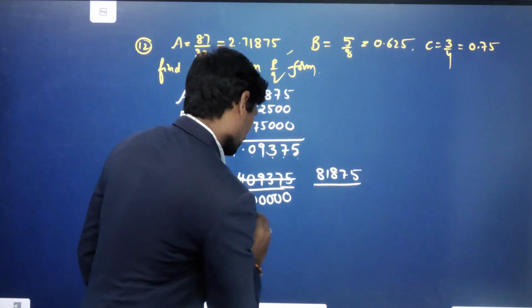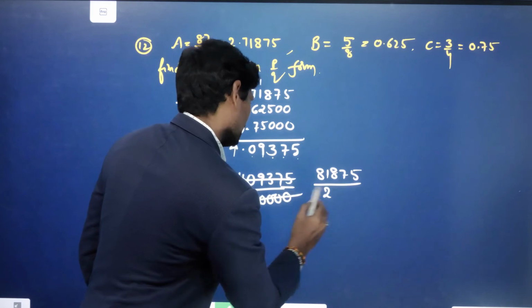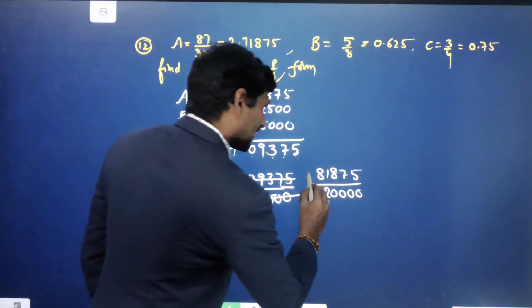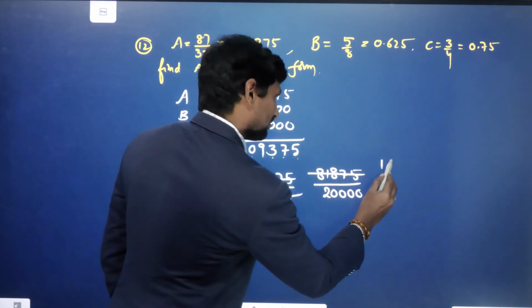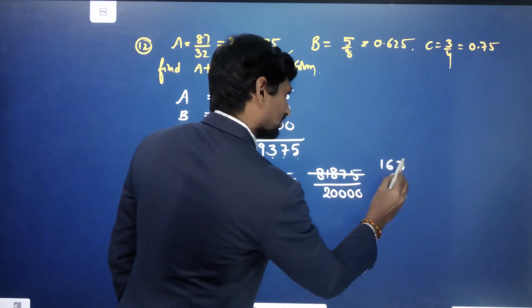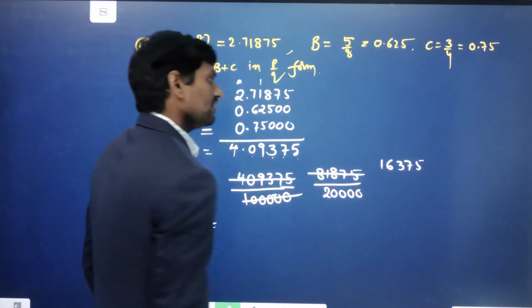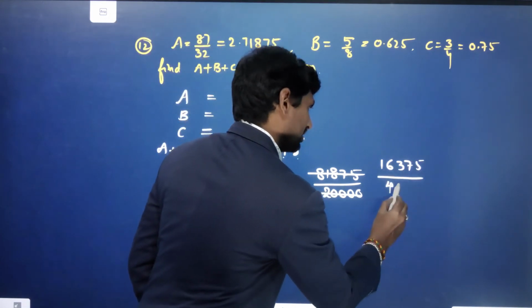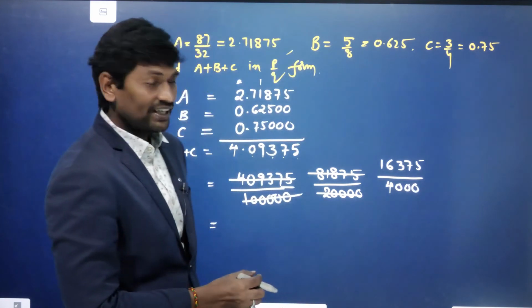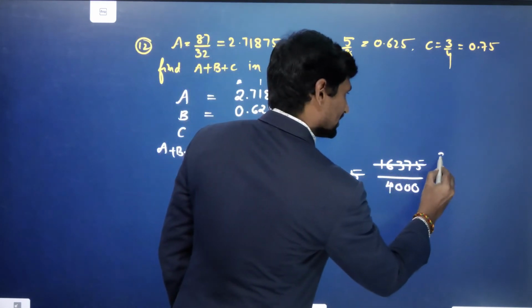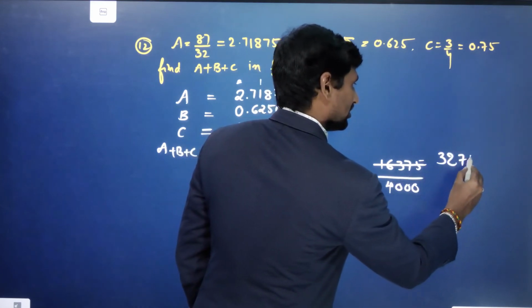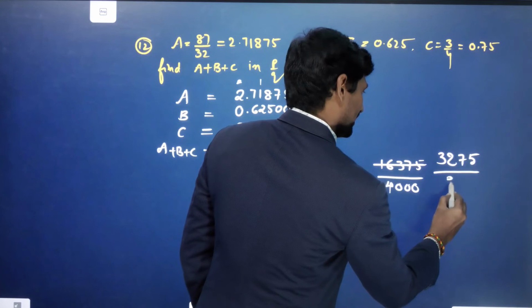5 table, 2 times here, 20,000. Again 5 table we can cancel. 5 1s are 5, 5 6s are 30, 5 3s are 15, 30, 5 7s 35, 25. Again here 5 4s 20, 4,000. Again 5 table will come. 5 3s 15, 5 2s 10, 5 7s 35, 5 5s 25. 8 times, 800.